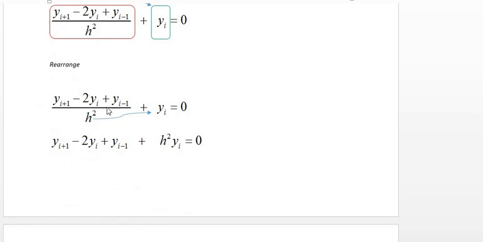After that we will rearrange this equation. We do not want this denominator, so just move it to the other side. Rearrange it back, and then you will have something like this. So we have h to the power of 2 here, yi equal to 0.